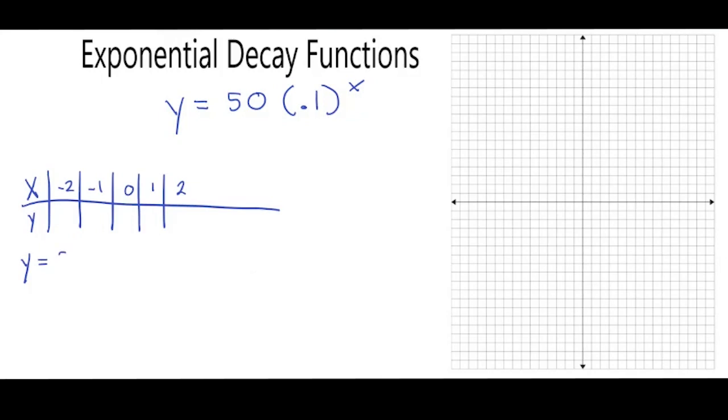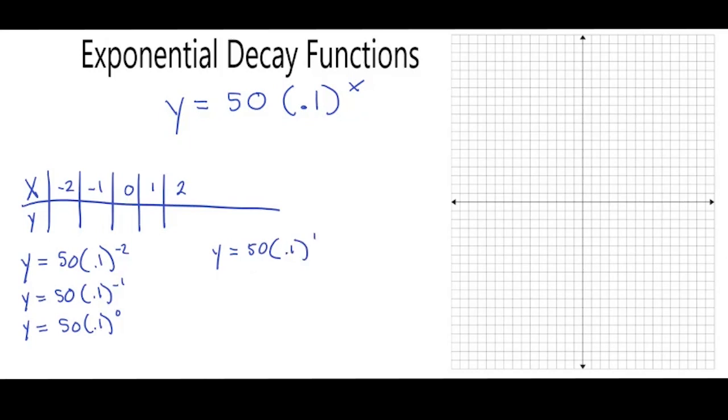So I have y equals 50 times 0.1 raised to the -2, y equals 50 times 0.1 raised to the -1, y equals 50 times 0.1 raised to the 0, y equals 50 times 0.1 raised to the first, and y equals 50 times 0.1 raised to the second power. Right? So here I have 50 times 0.1 raised to the negative second power.